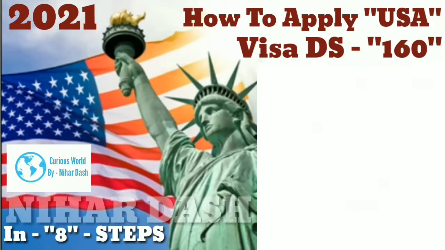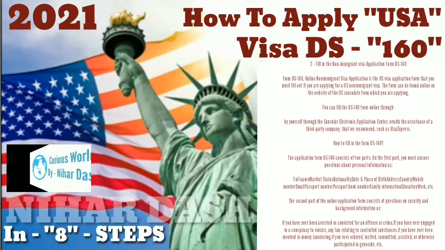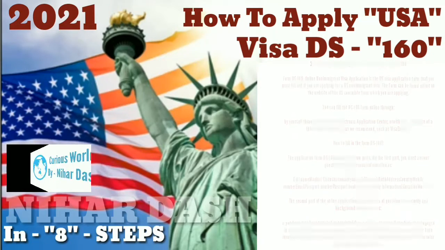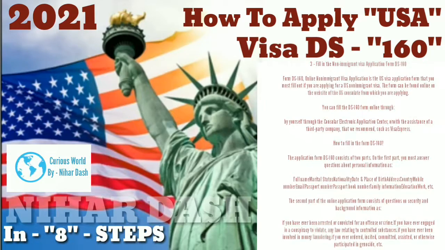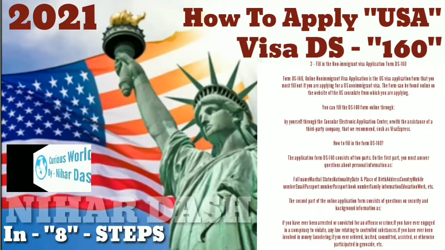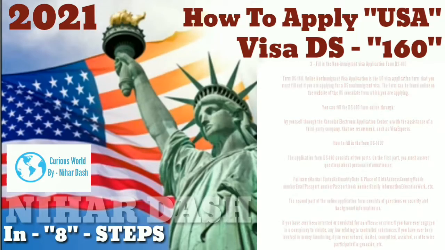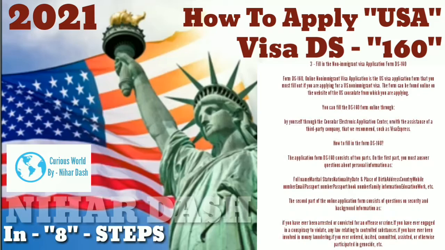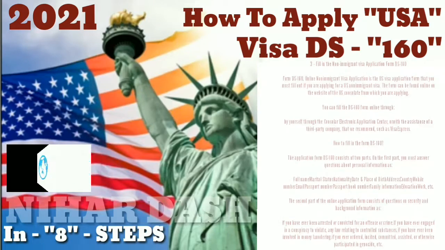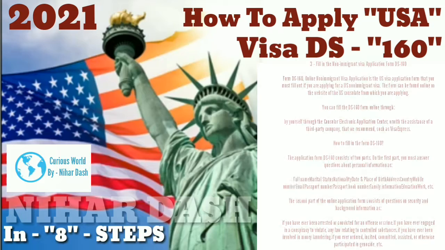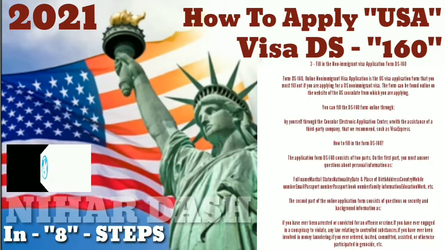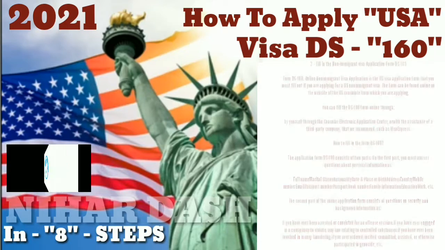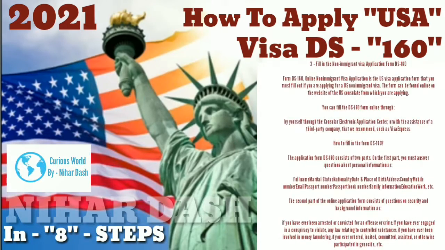The application form DS-160 consists of 2 parts. In the first part, you must answer questions about personal information such as full name, marital status, nationality, date and place of birth, address, country, mobile number, email, passport number, passport book number, family information, education, work, etc. The second part of the online application form consists of questions on security and background information, such as if you have ever been arrested or convicted for an offense or crime. If you have ever engaged in a conspiracy to violate any law relating to controlled substances. If you have ever been involved in money laundering. If you ever ordered, incited, committed, assisted, or otherwise participated in genocide, etc.